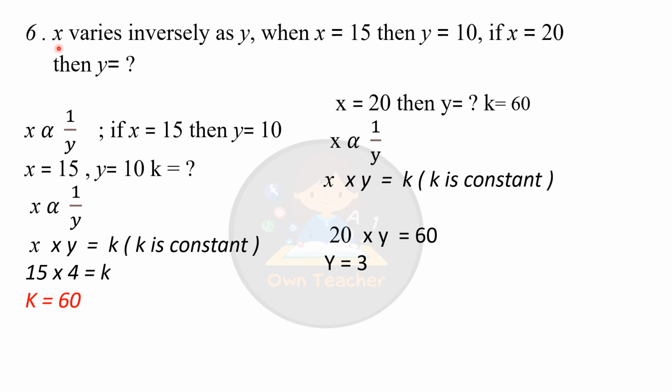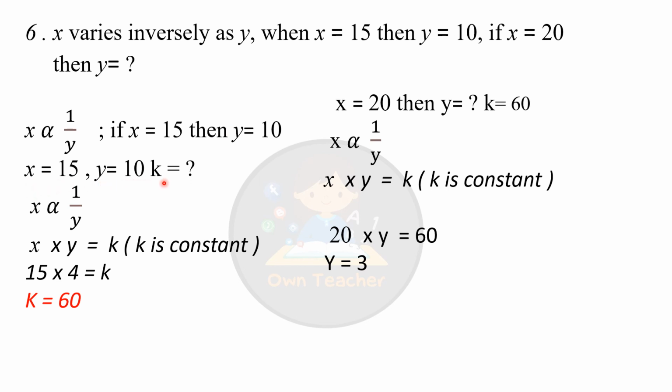Question 6. X varies inversely as y. When x is equal to 15, then y is equal to 10. If x is equal to 20, then what is the value of y? X is inversely proportional to y. If x is equal to 15, then y is equal to 10. Here these values are already given. X is equal to 15, y is equal to 10.